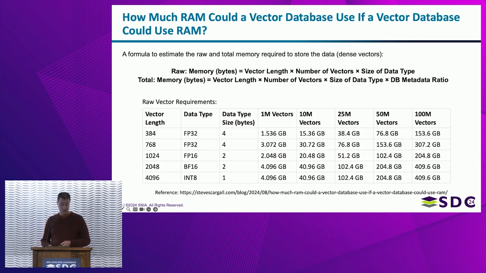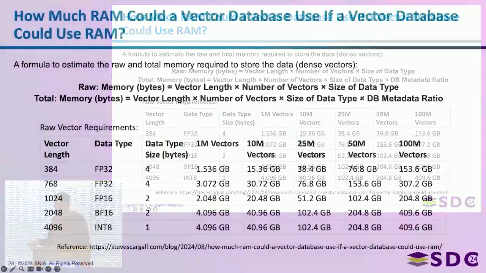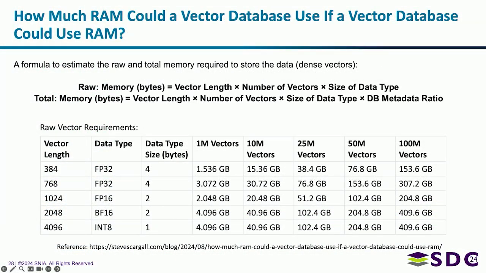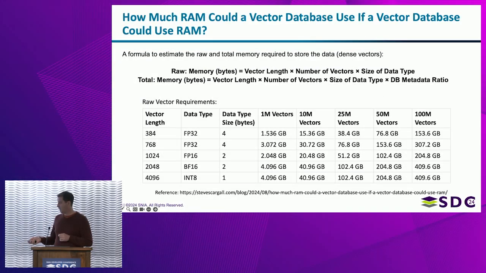So then the question became, well, how much RAM could a vector database use if a vector database could use RAM? And the answer is a lot. So this is just a summary table. And the way to calculate how much memory you're going to need for your database is if I calculate the raw memory. So this is just looking at the vectors itself. If I take the vector length, multiply it by the number of vectors I need, times the data type size, I'm going to get this result back.